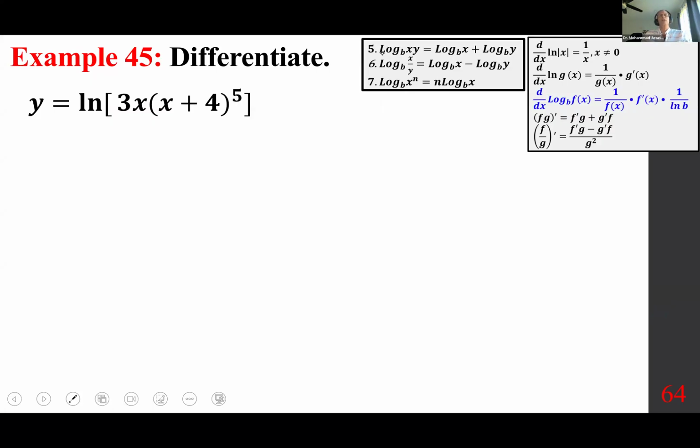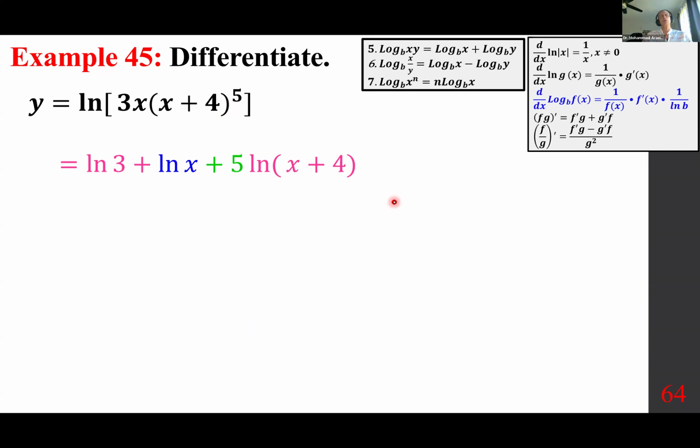All right, let's go back and look at a couple of examples when it comes to differentiation. y equals ln of 3x times (x plus 4) to the power of 5. To differentiate this, the best course of action is to use logarithmic properties to decompose this. So this is ln 3 plus ln x plus ln (x plus 4) to the power of 5. So we are using the product rule, and then for the last one, we use the power rule, we put the 5 in front. My assumption is everybody can decompose logs easily.